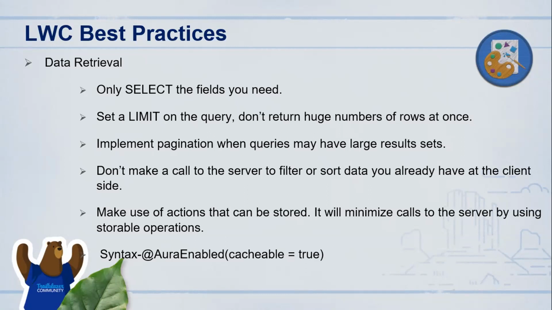And the next one, to do filter or sort kinds of operations, we can do it from the client side itself. Using JavaScript arrays, we can do filter and sort operations. So for this, avoid the server call. And the next one, make use of actions that can be cached. This helps to minimize the calls. So it's always best practice to enable cacheable=true because it is much more efficient to make a single larger call than to make many smaller calls.